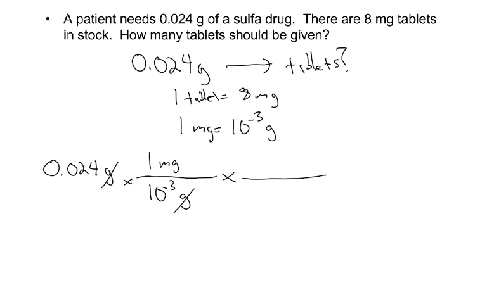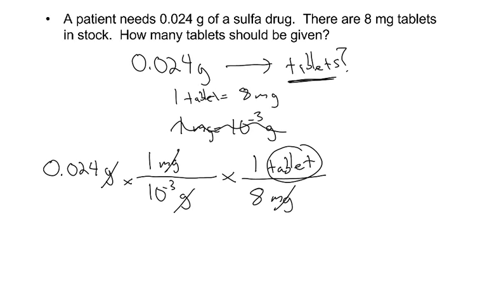I want milligrams on the bottom. I've already used this one, so I can cross it out. So if I have milligrams here, I need to put the 8 milligrams down here, and then its partner, 1 tablet, will go on the top. Milligrams cancel, and I'm left with tablets, which is what I was looking for. When I plug that in my calculator and multiply it out, we get our final answer. We need to give the patient 3 tablets.